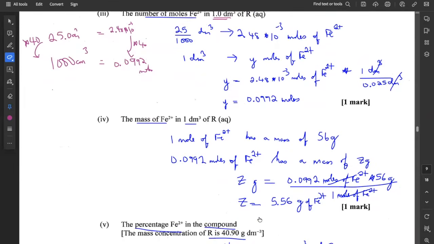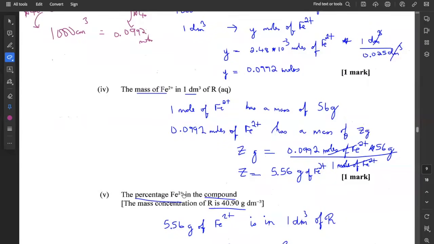And that gives me that there are 5.56 grams of Fe2+ in 1 dm³ of R, okay? Again, from up here, we knew how many moles were in 1 dm³. So we're literally just converting this number of moles to mass. And to do that, we just multiply the 0.0992 times the mass of 1 mole of Fe2+ ion, right? Which is 56 grams per mole. And so when we do that, we come out with 5.56 grams of Fe2+ in 1 dm³ of R, right? So moving along now, the percentage of Fe2+ in the compound.